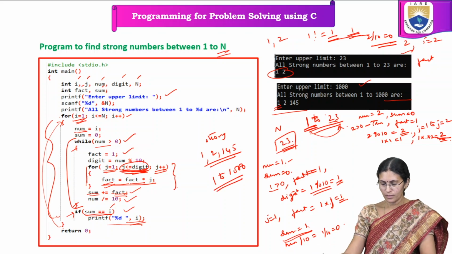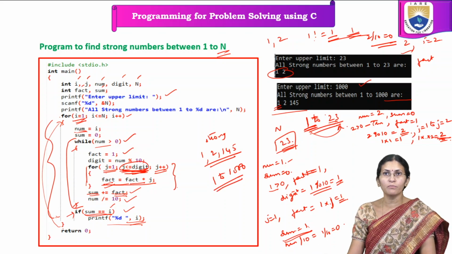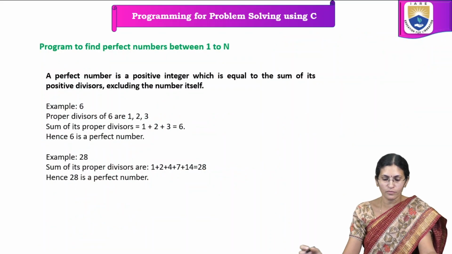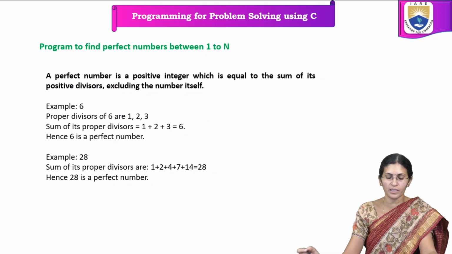So thus you can write the program to find strong numbers between 1 to n. Now next one is perfect number. So let us see how to find perfect number. Let us see the definition of perfect number first.